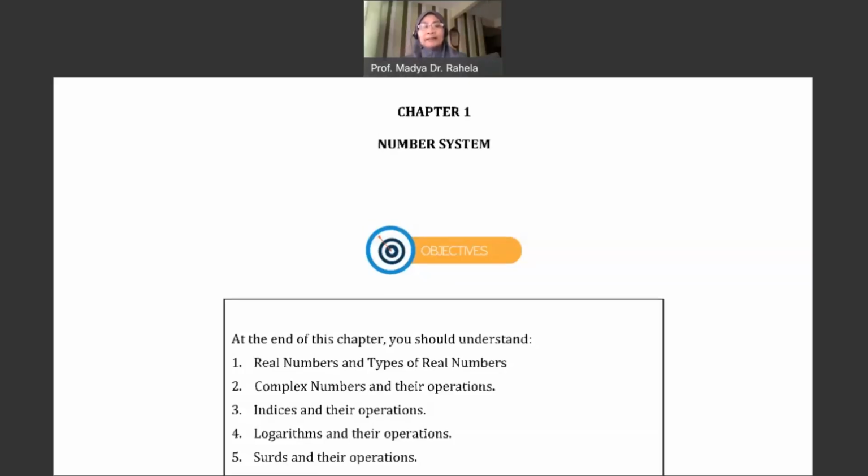Okay, for the first chapter, we will learn about the number system. In this chapter, we will learn about real numbers, complex numbers, types of real numbers, indices, logarithm, and surd.